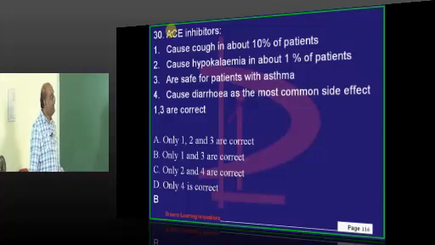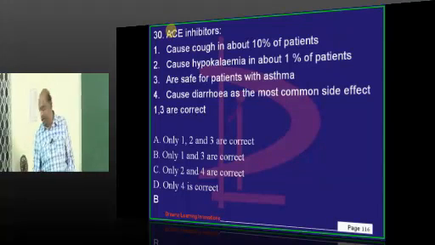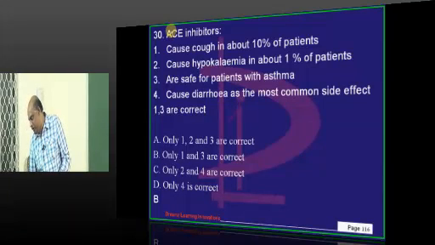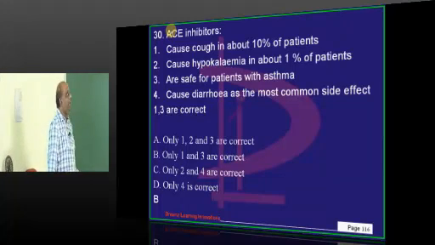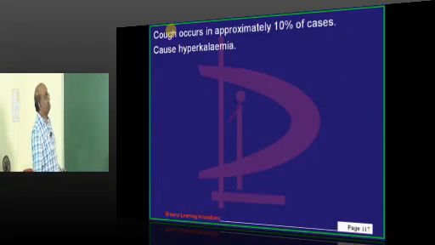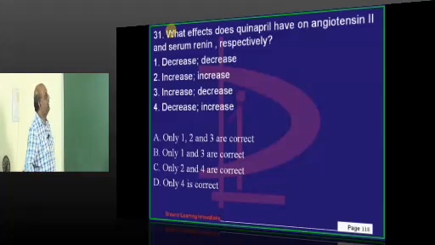No, only 1 and 3. B is not hyper, doctor. Hypo, not hypo. Hyper. Jasmeet can't make this mistake. Hyperkalemia, not hypo. Okay.